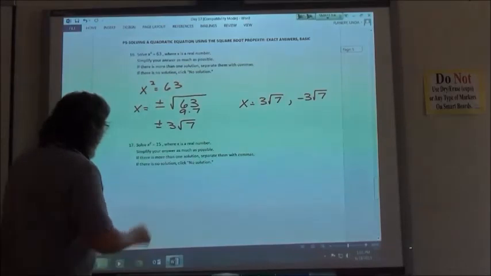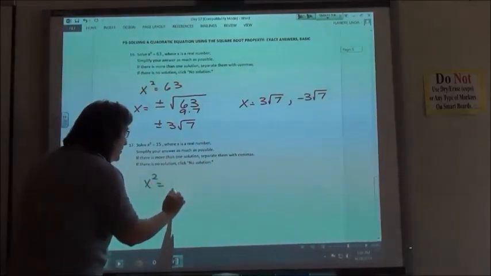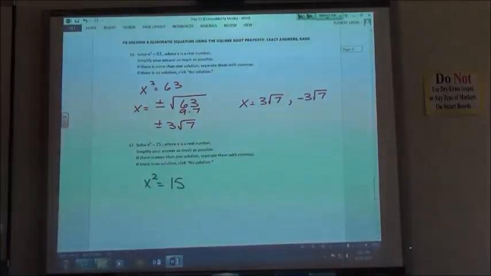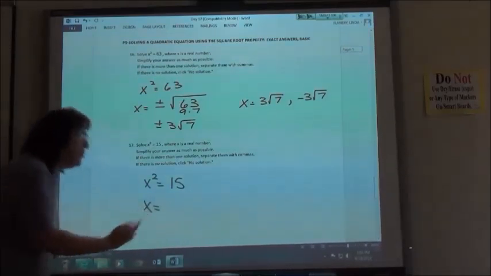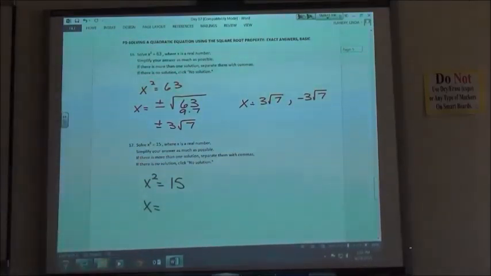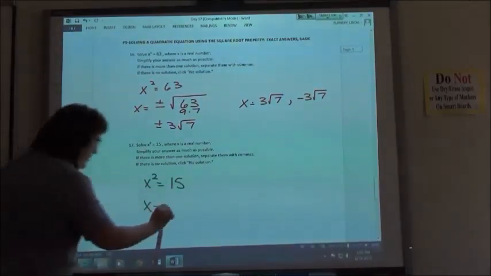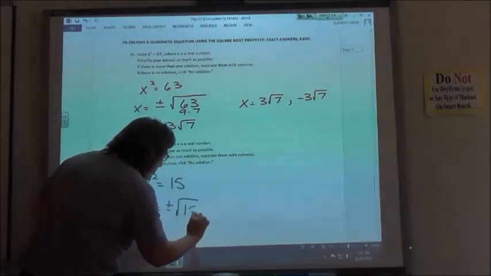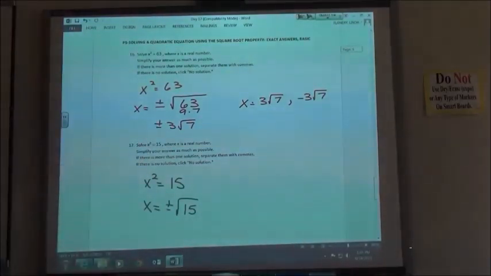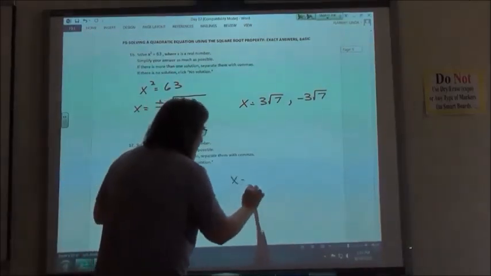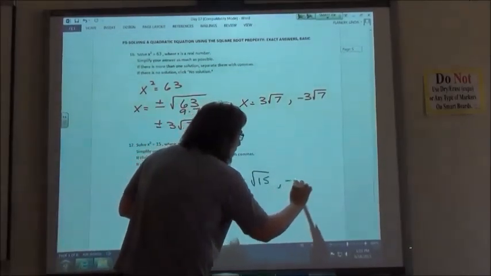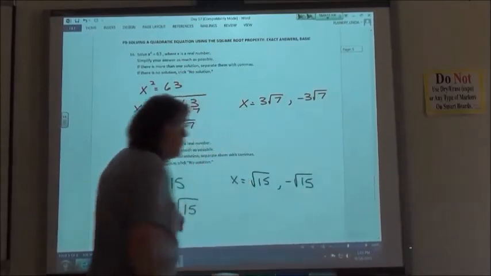Number 17 then, if we have x squared equals 15, and we're going to solve that for x, x would equal plus or minus the square root of 15. Can we simplify the square root of 15? No. So we're going to say x equals the square root of 15 or negative square root of 15.